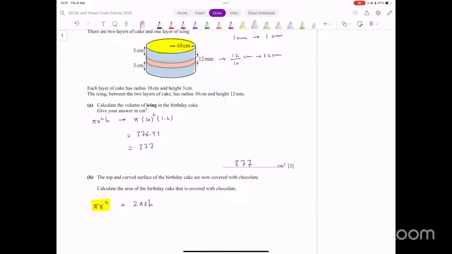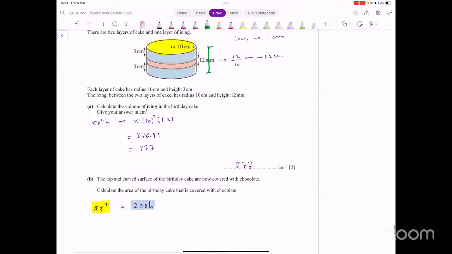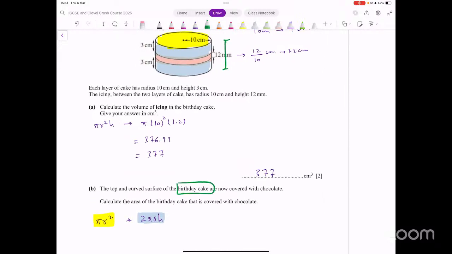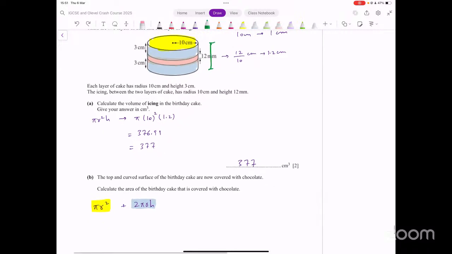Now the curved surface is going to be all of these three parts, right? You will include icing in that because they're talking about the birthday cake. The whole of the cake is covered, right? The sides and the top. That includes the icing. All right.